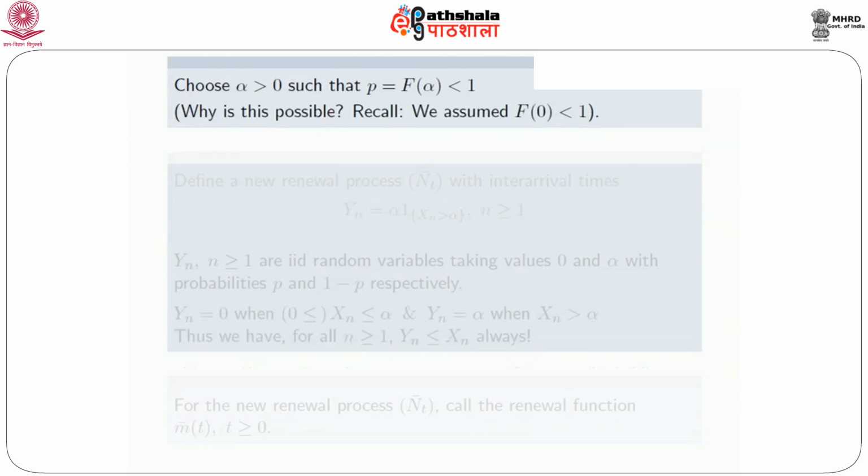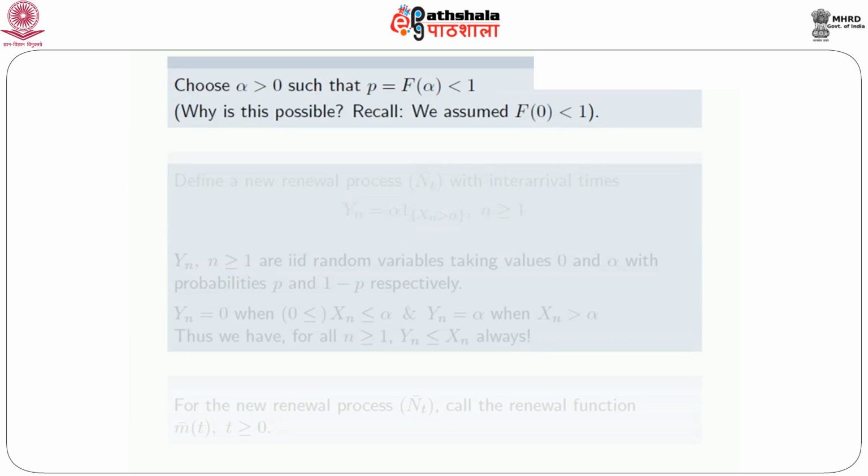So first choose an alpha positive. I'm about to construct that new, simpler renewal process. Choose alpha positive such that F(alpha), I'm going to call it p, is strictly less than 1. Now that's possible. Why? Because recall we assumed that F(0) is less than 1, and F is a CDF, so it's right continuous. So as x goes to 0 from the right, F(x) goes to F(0), which is strictly less than 1. So I should surely be able to find some alpha close enough to 0 but positive, such that at alpha the value of F is less than 1. So that's how we choose alpha.